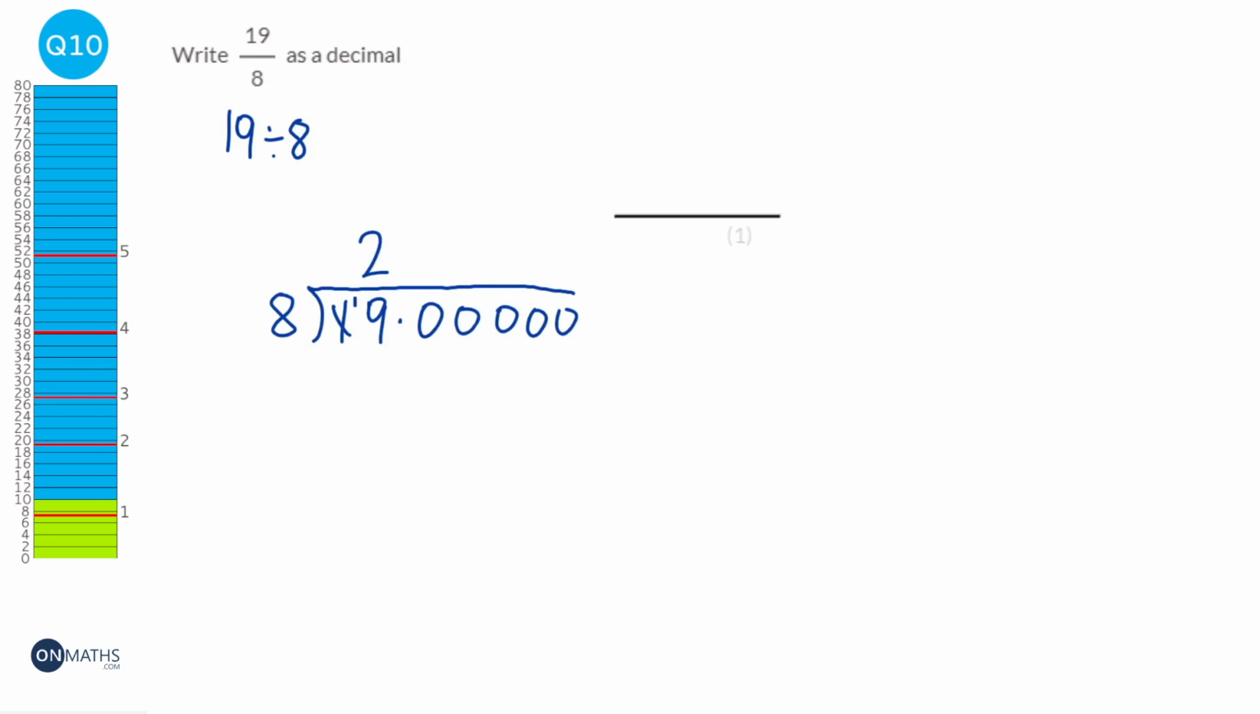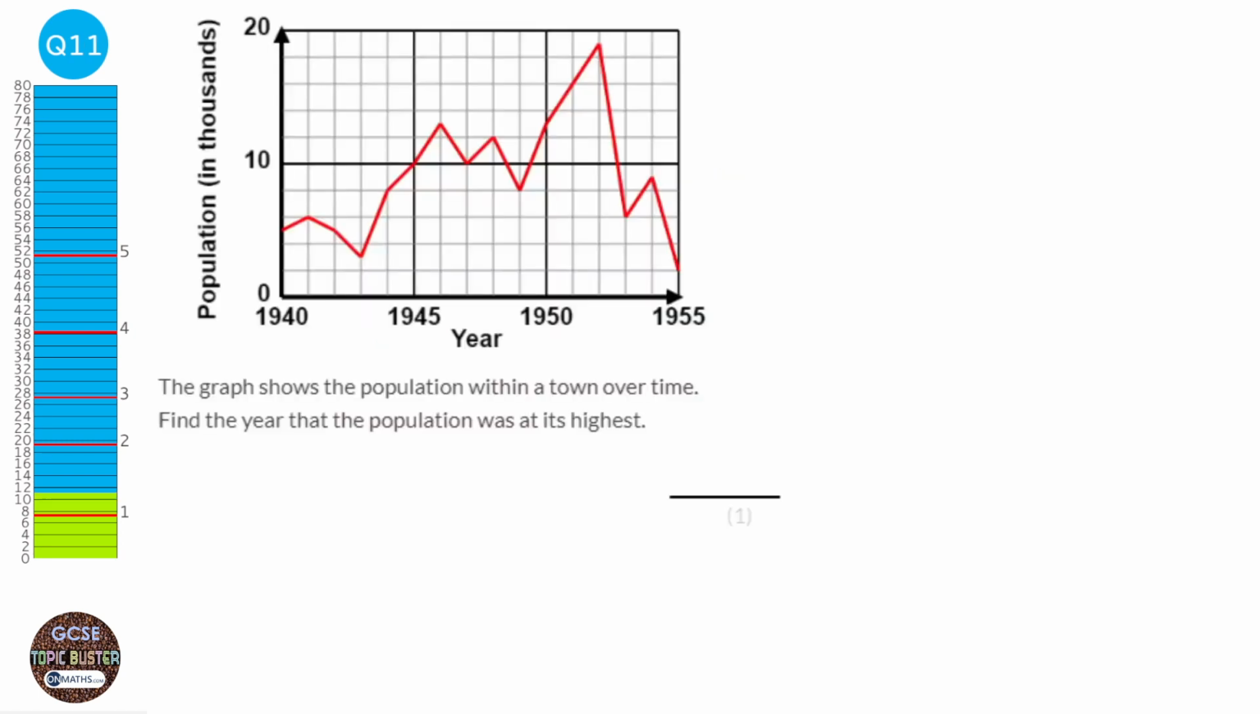And it's remainder 3. 8 goes into 33 times, and there's a remainder of 6. 8 goes into 67 times, and there's a remainder 4. And 8 actually goes exactly into 40, so we didn't need some of those zeros. So the answer will be 2.375.